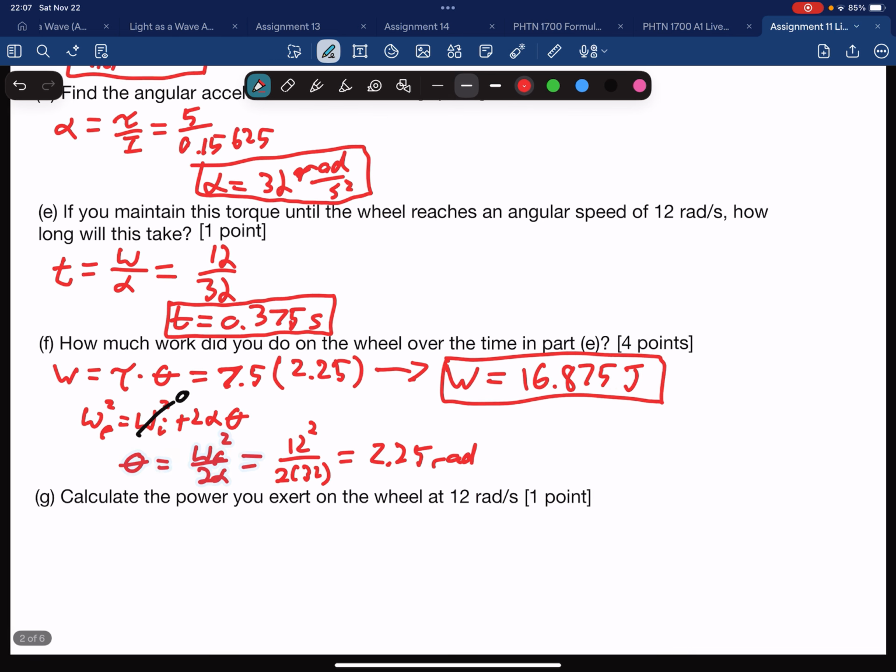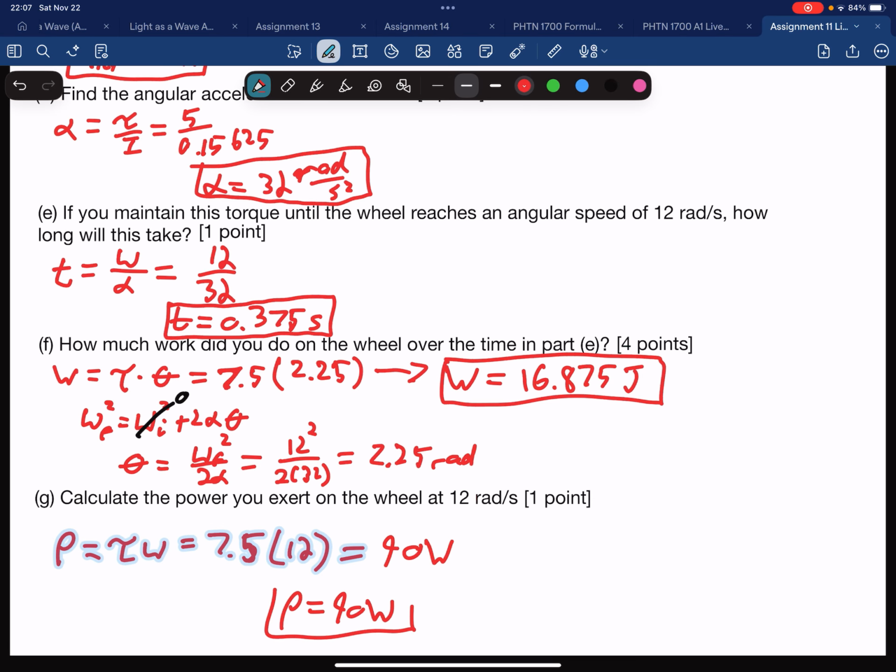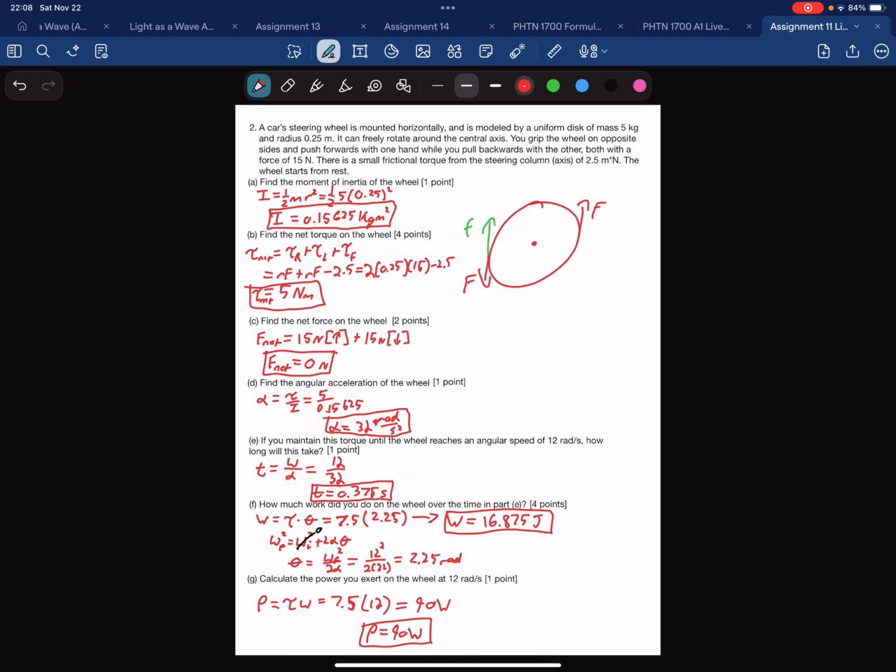Part G, calculate the power you exert on the wheel at 12 radians per second. So, power here is torque times omega. And again, this is the torque that you exert, not including friction. And at 12 radians per second, this gives you 90 watts. So power equals 90 watts. So that was for number 2.